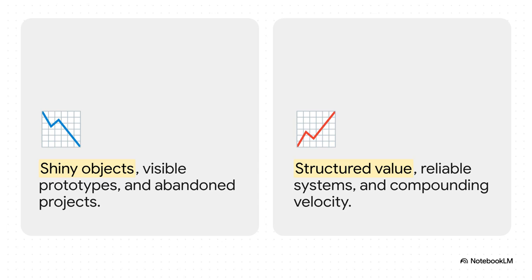Organizations that lack this enablement, well, they get stuck in the dreaded hype cycle. They're just chasing shiny objects, launching highly visible prototypes, and ultimately abandoning projects. But with true enablement, you enter the building cycle. You get to focus on structured value, behind-the-scenes reliability, and compounding system velocity. You aren't just moving fast, you're actually getting somewhere.